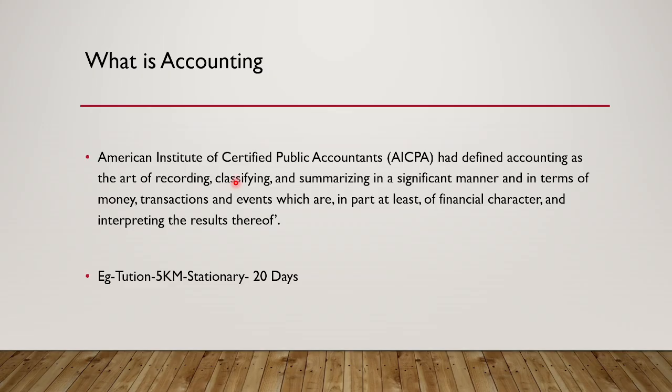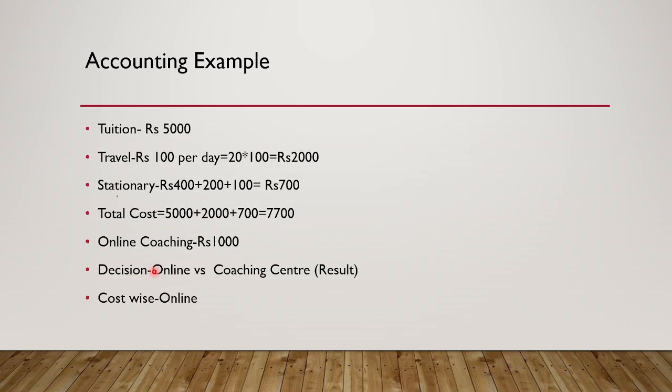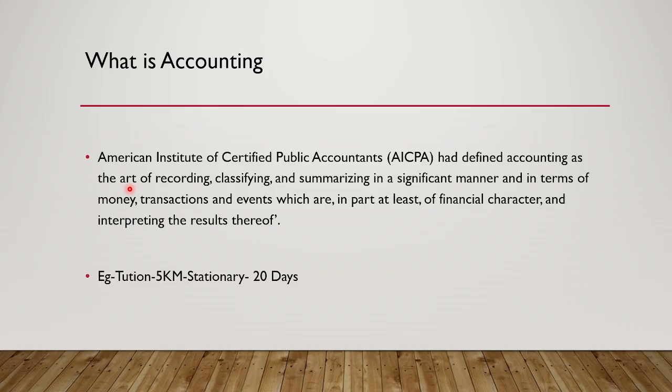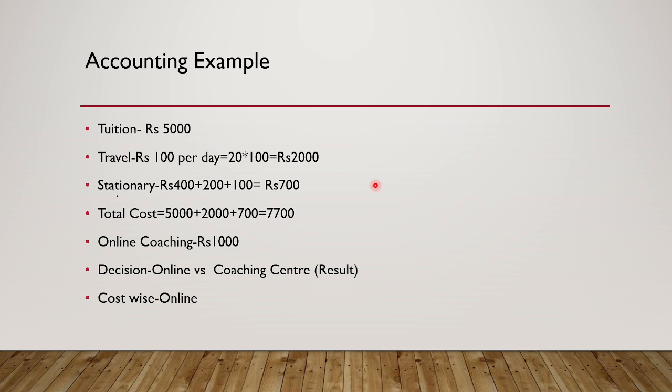Then you are classifying. So you have classified that into three terms: one is tuition, one is travel, one is stationery. Here you have classified, you have given each head, how much you are paying for tuition, how much for travel, and how much for stationery. Then you are summarizing. Like here, for tuition you have paid monthly 5,000; travel, 20 days you went, per day 100, this is 2,000 rupees you have paid; stationery you have paid 700.